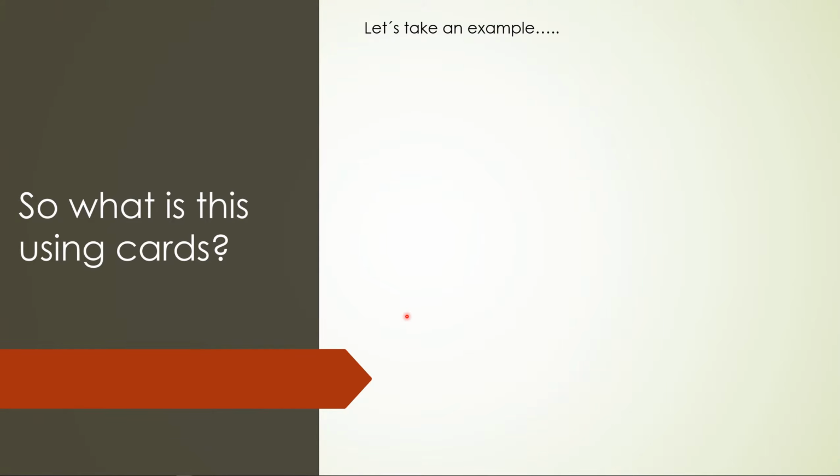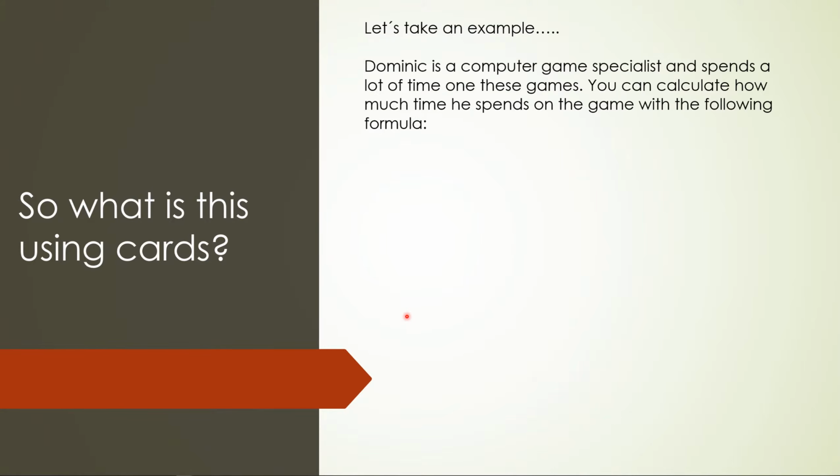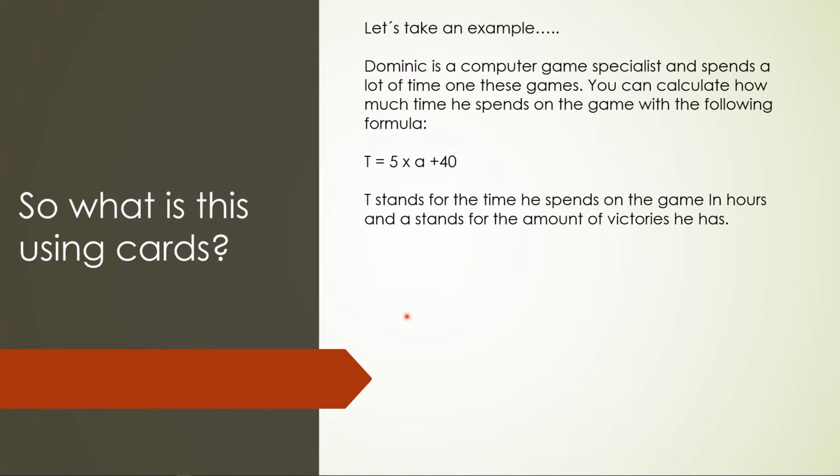Let's take an example. Dominic is a computer game specialist and spends a lot of time on these games. You can calculate how much time he spends on the game with the following formula. Let's have a look. T equals 5 times A plus 4D. T stands for the time he spends on the game in hours, and A stands for the amount of victories he has.